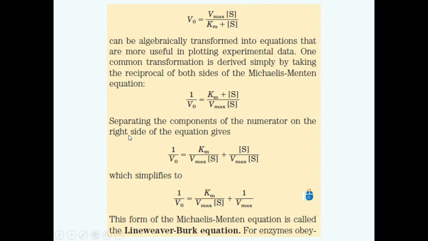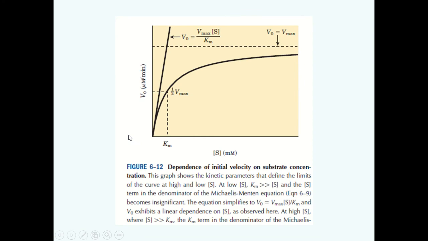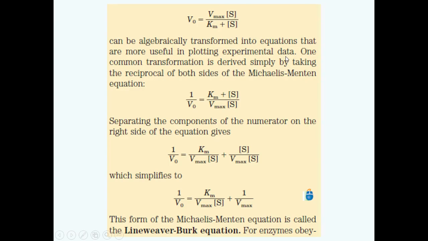Okay, so in order to accurately determine the maximum rate of reaction for an enzyme catalyzed reaction, if you plot it like this, it is very difficult to find the exact value of the maximum rate of reaction from this graph. So one important way to find the exact values of Km and Vmax is to use the reciprocal of the Michaelis-Menten equation. This is called the Lineweaver-Burk plot.